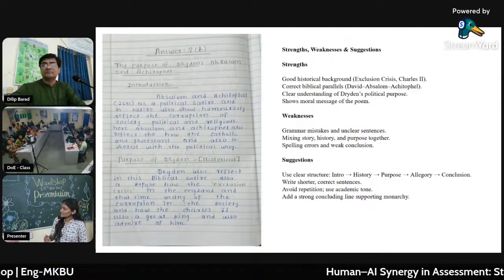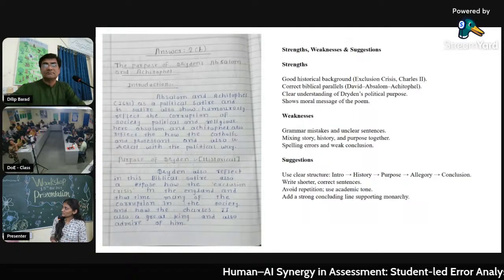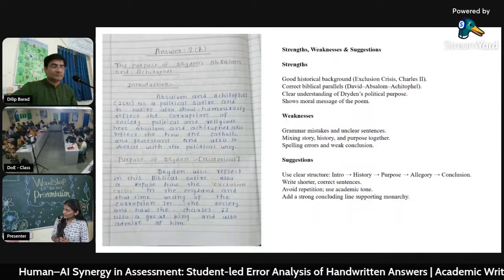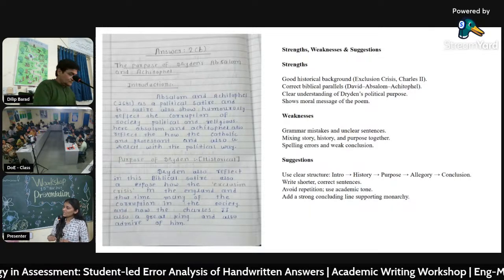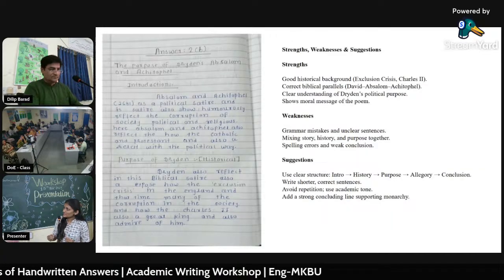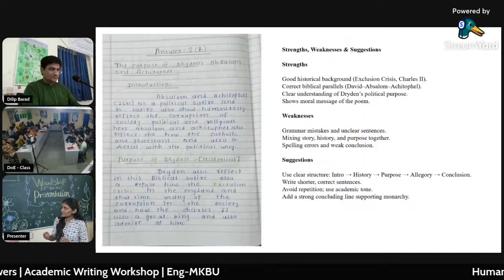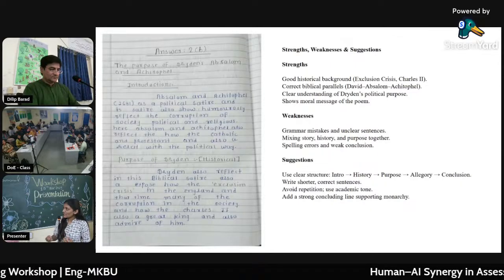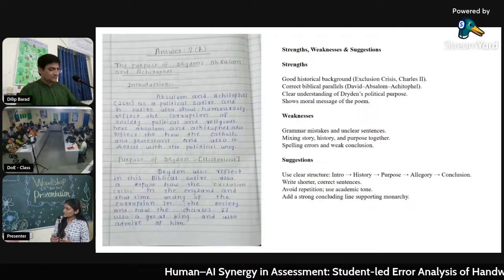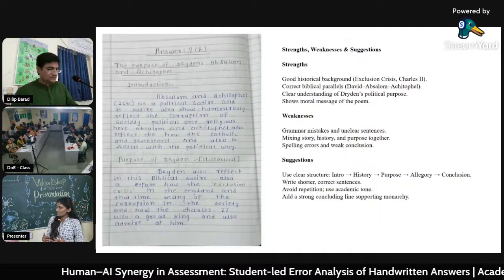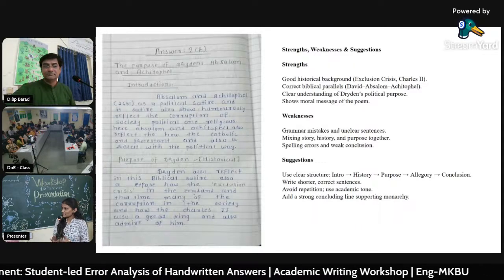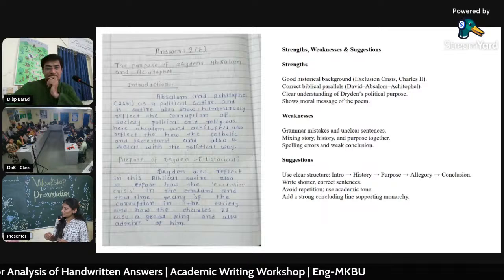This is my answer, and I also reflect the strengths: good historical background, correct biblical parallels, clear understanding of royal and political purpose, and then it shows the moral message of the poem. My weaknesses are grammar mistakes and unclear sentences, mixing story, history, and purpose together, spelling errors, and some suggestions. Use a clear structure: intro, history, purpose, allegory, and conclusion.